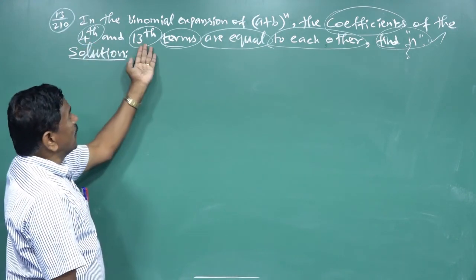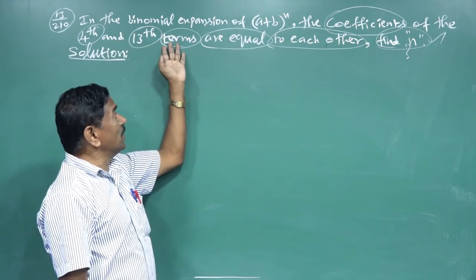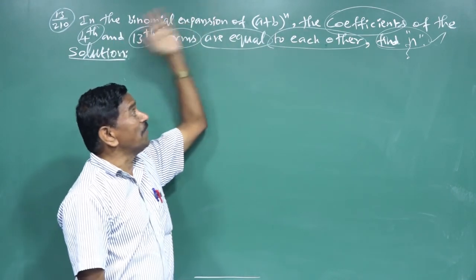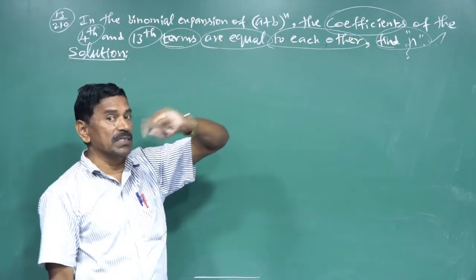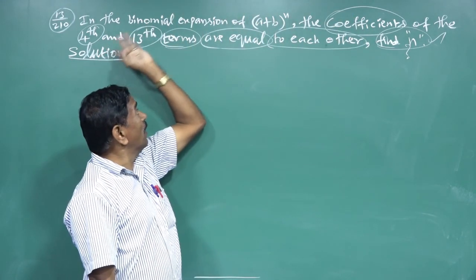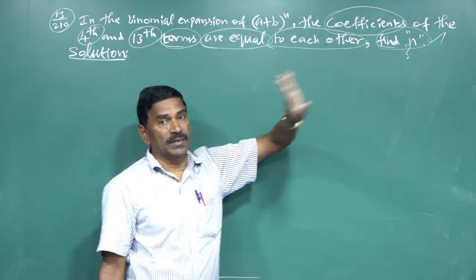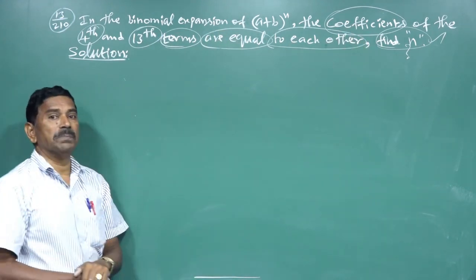Here, the coefficients of the fourth term and the 13th term are equal to each other. That is important. The coefficients of the fourth and the 13th terms are equal to each other, then find the value of n. Its preparation is very simple.